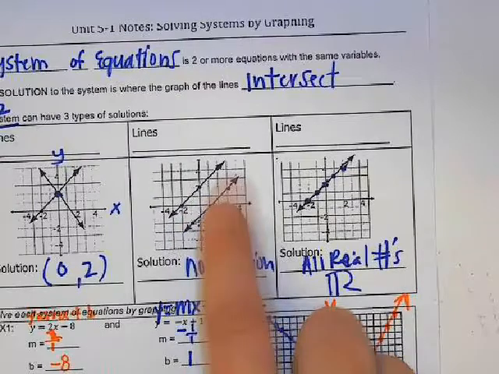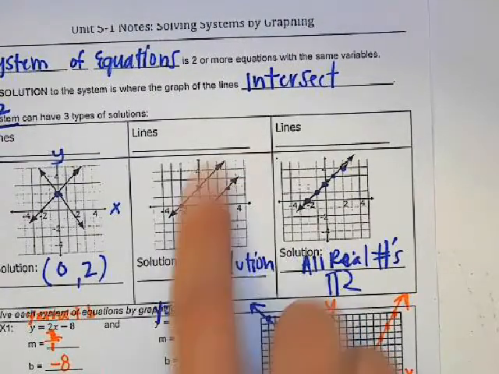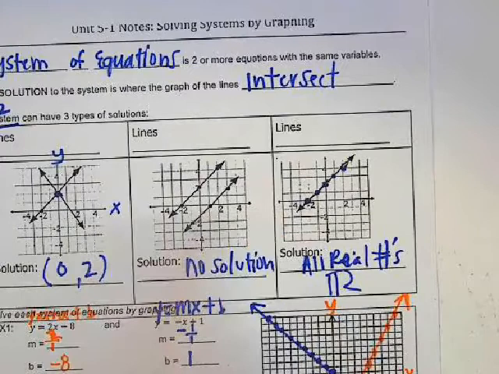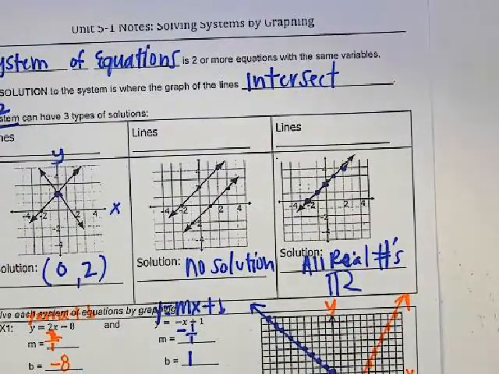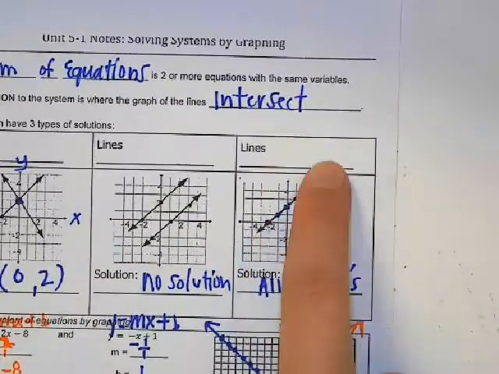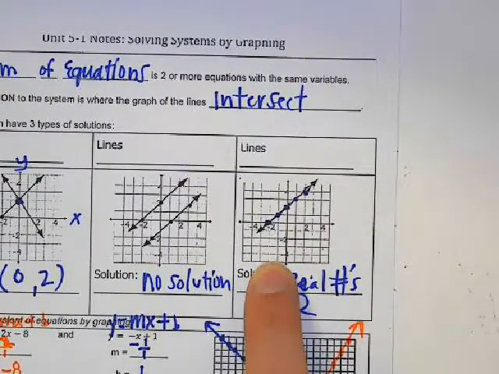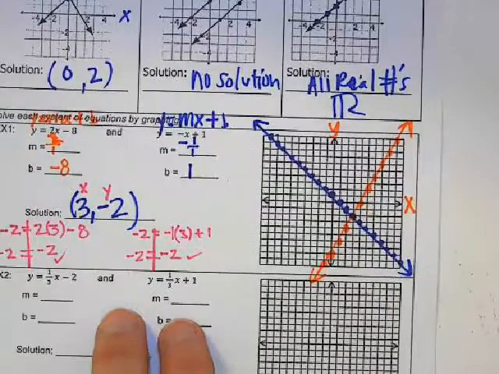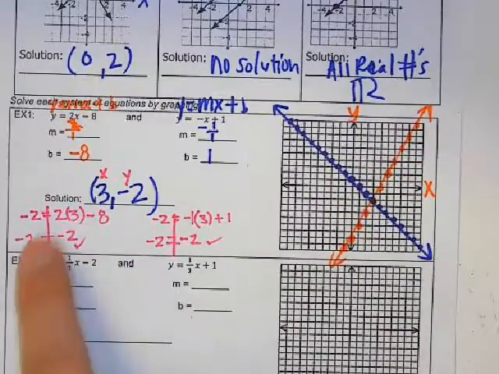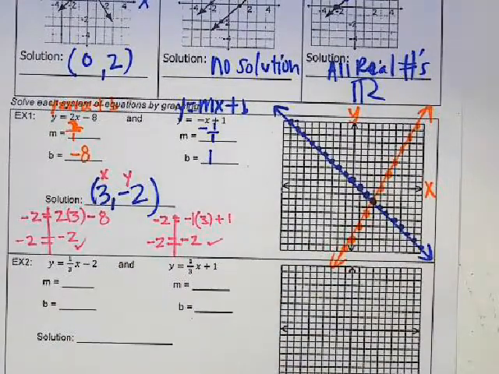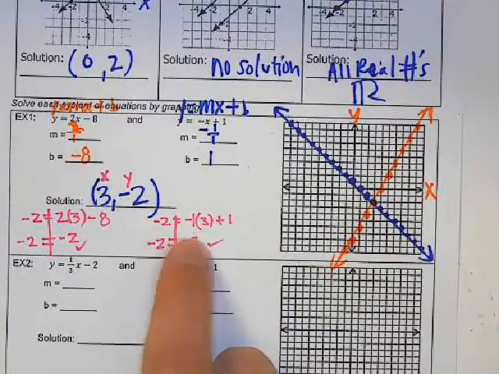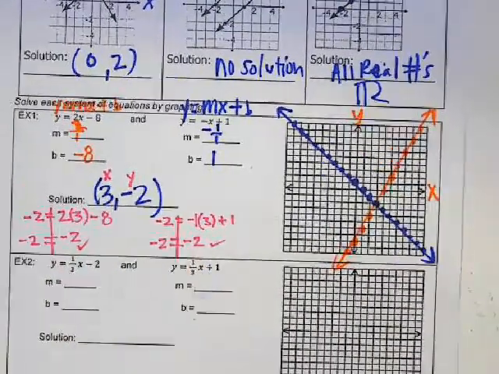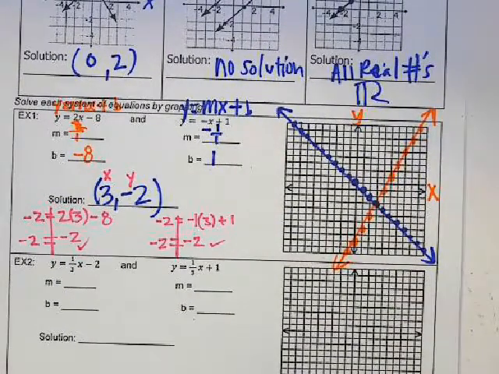Now, no solution. There are no numbers that I could plug into the X and Y that would work. All real numbers. I could plug in any ordered pair, and everything would work. This side equals that side. Does that make sense? But if it only crosses one time, that's the only ordered pair that you could plug in and get the correct answer on both. Any questions? Now, am I going to ask you to do this every time, what I wrote in pink? No. I just want you to understand why it is a solution.